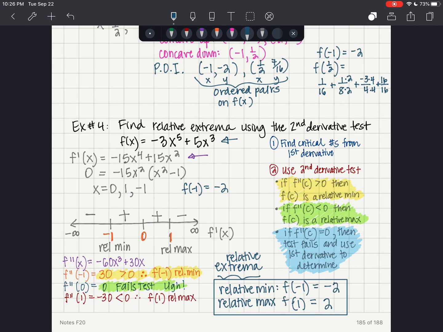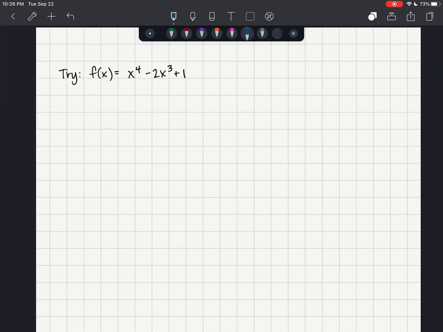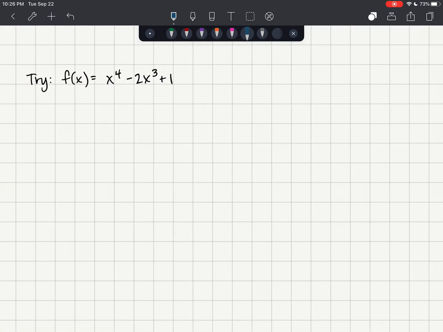So there's our steps. That's how we go through and find our relative extrema using our second derivative test. Let's see if you can do this. Go ahead and give this one a try. When you come back, press play when you're ready, and then I'm going to go through the work.